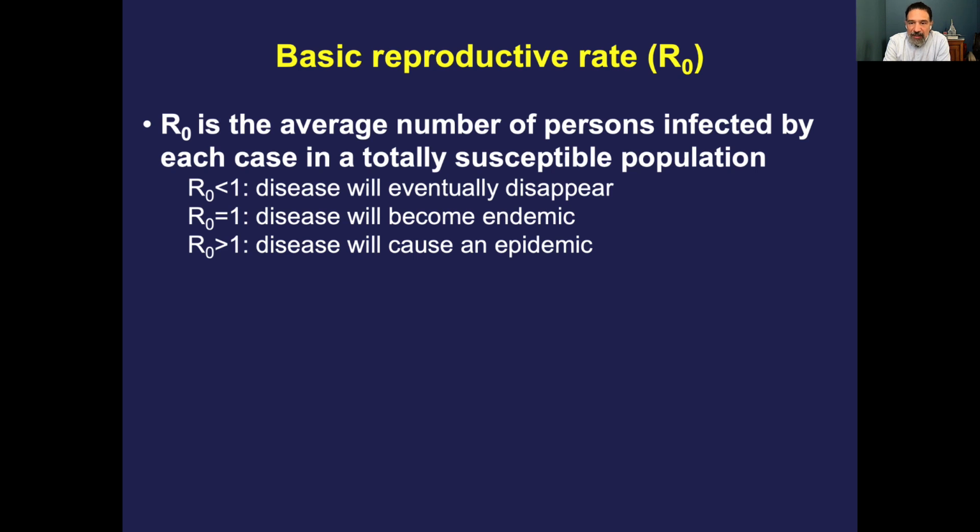And once an agent begins to spread in a population, things begin to change and people become immune in the case of infections that are immunogenic.